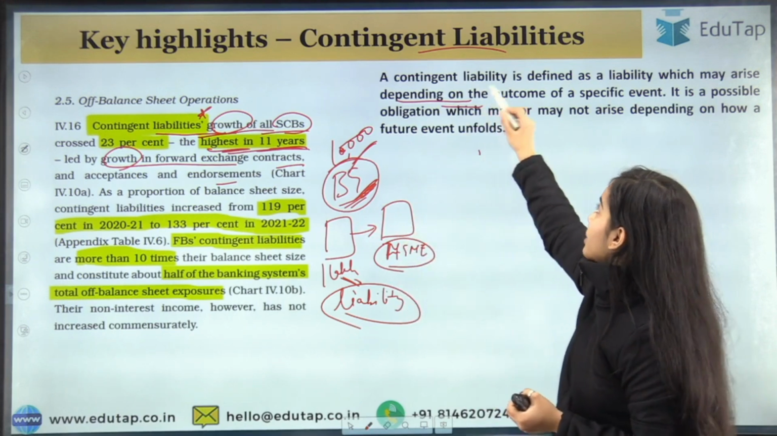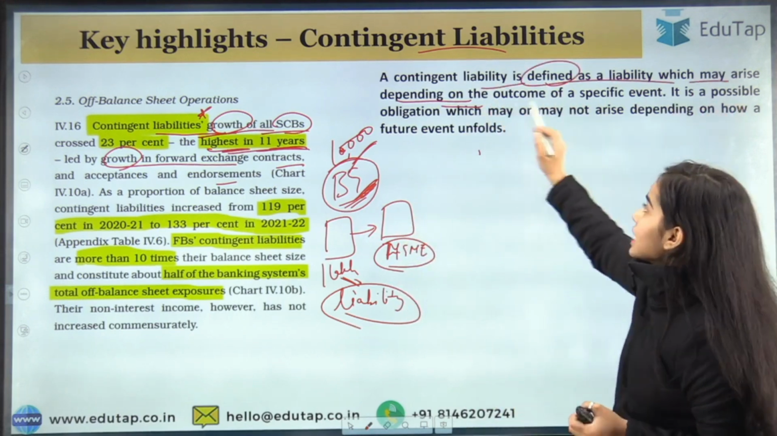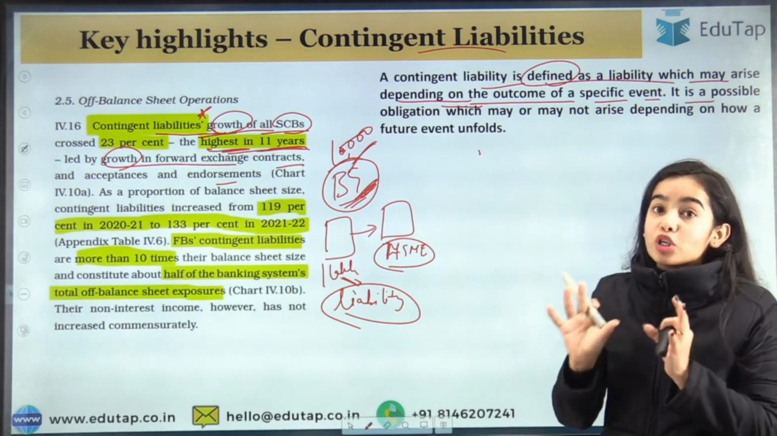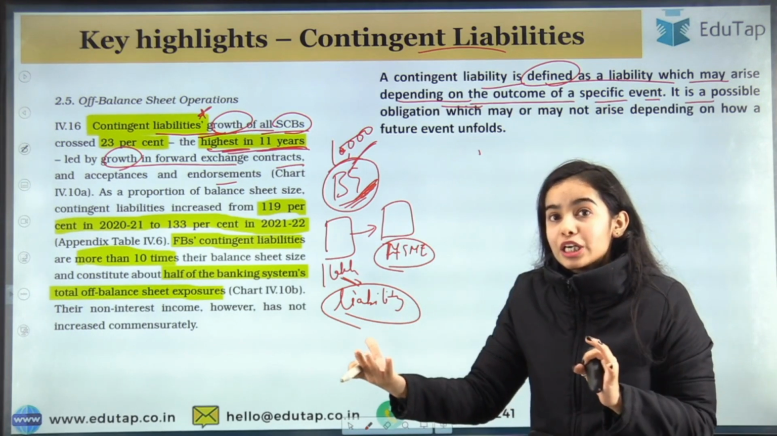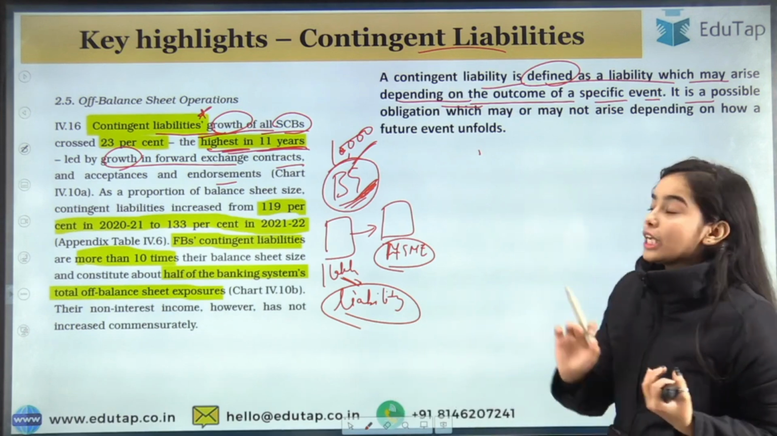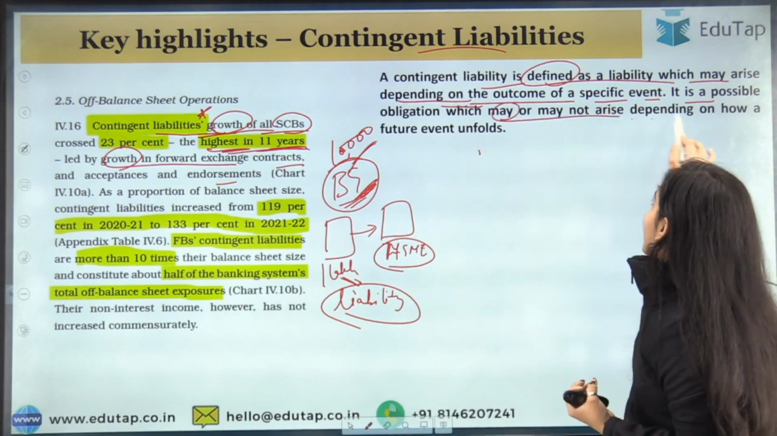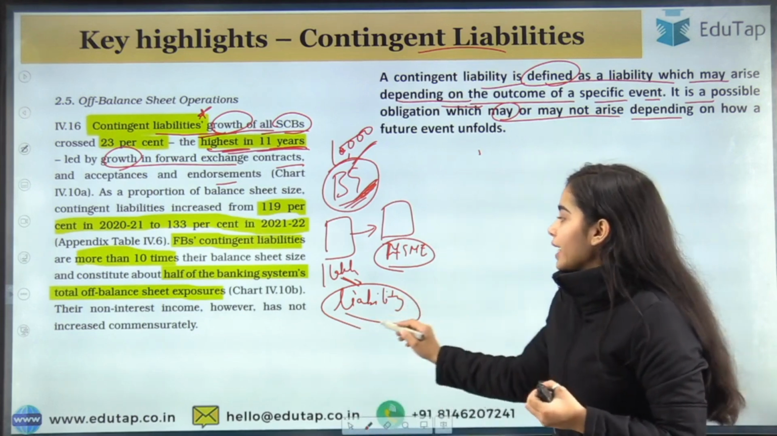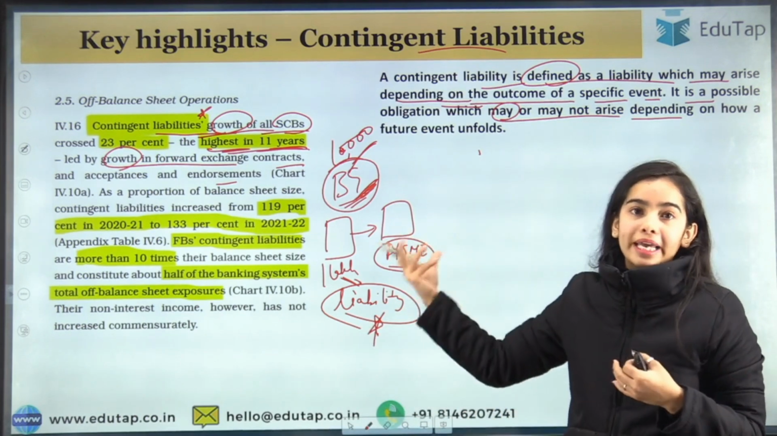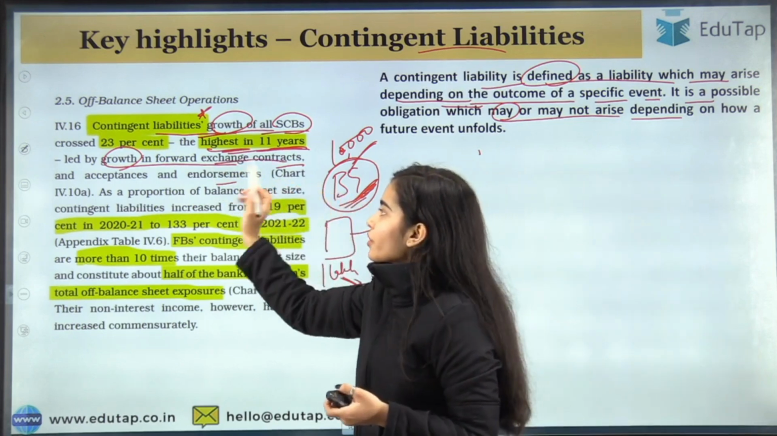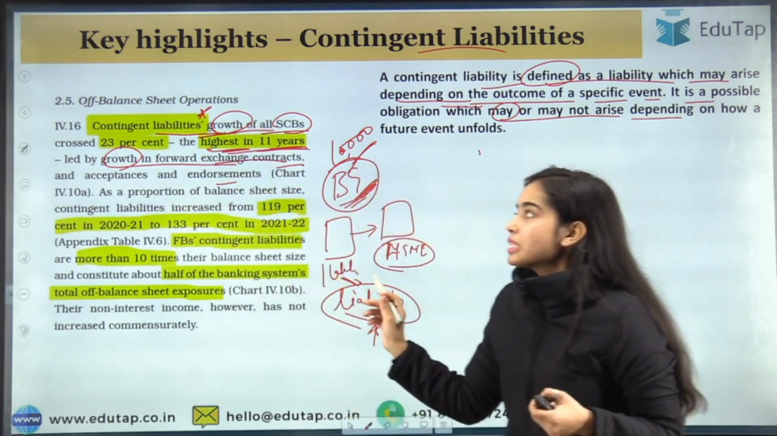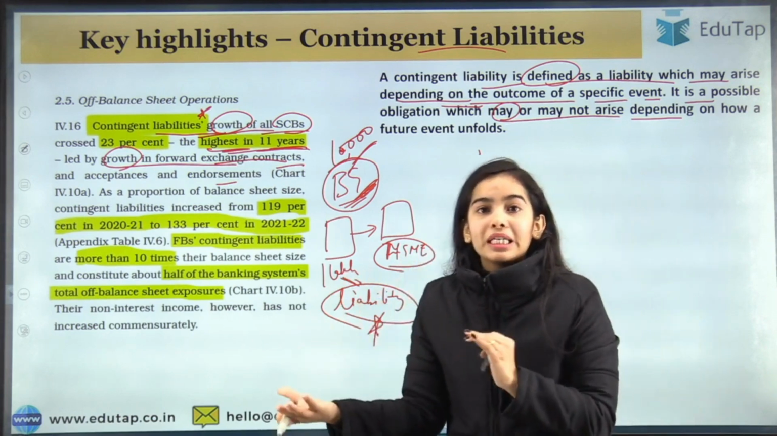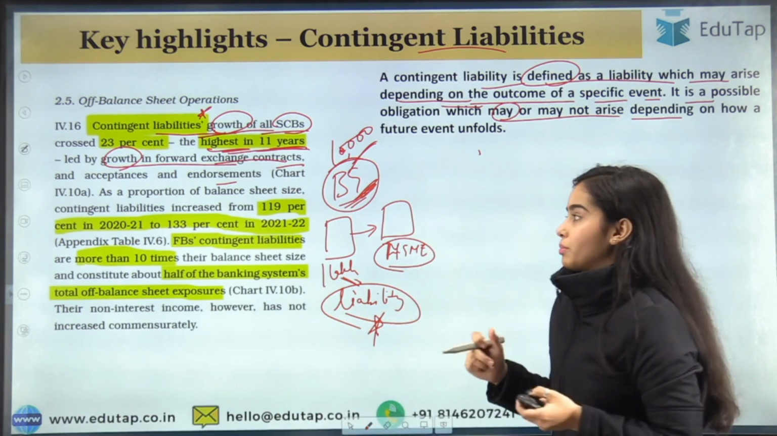So a contingent liability is defined as a liability which may arise depending on the outcome of a specific event. It is a possible obligation. It might be an obligation or it might not be an obligation, which may or may not arise depending on how a future event unfolds. Okay. So it depends on the people, the bank guarantee. So future forward exchange contracts, acceptances or endorsements, these all are the contingent liabilities. It may become a liability, it might not become an obligation or something.